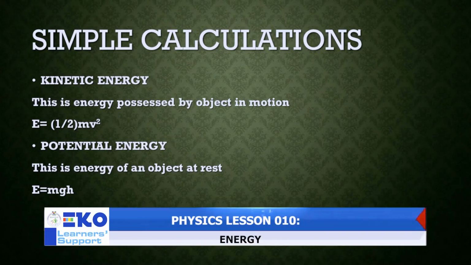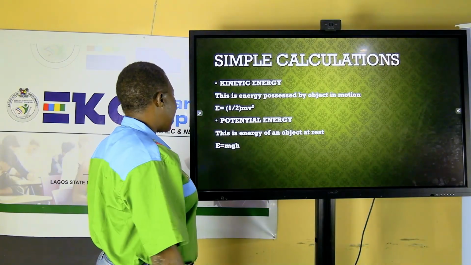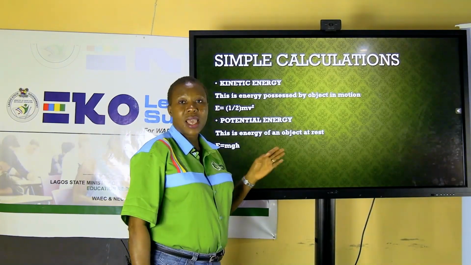Simple calculations. Kinetic energy is the energy possessed by an object in motion, and the formula is given as half mv squared, that is, 1/2 mv². While potential energy is the energy of an object at rest and is given as mgh.